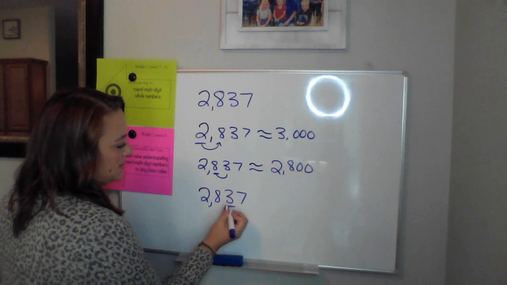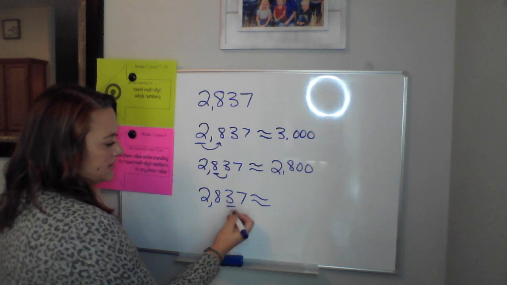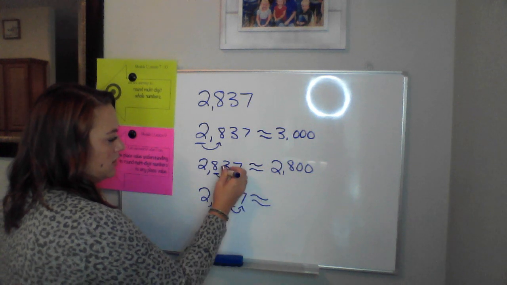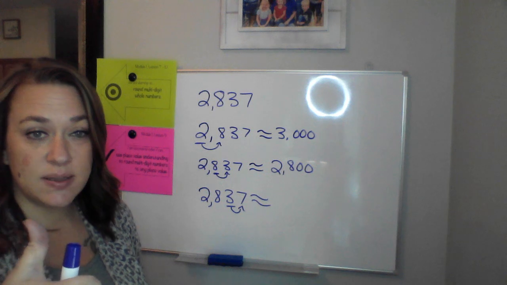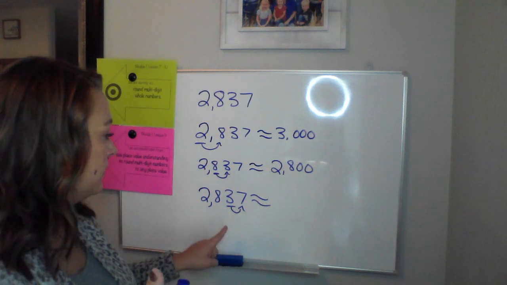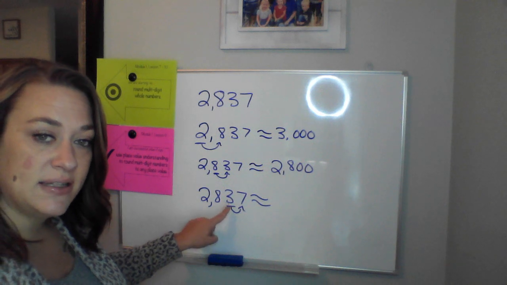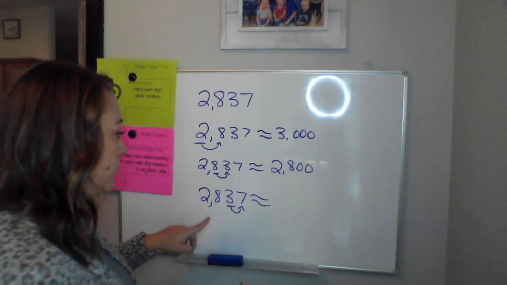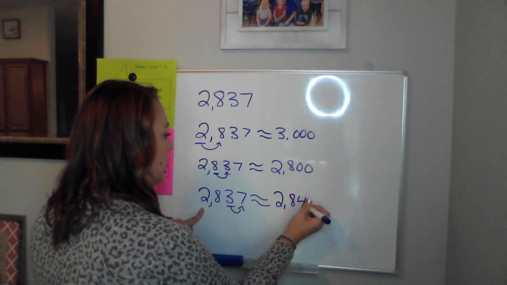So here's our tens place. When we look to the right, I see a 7. So that means 7 is larger than 5. So we're going to round up to the next place value, whichever place value we're rounding to, which is tens. So because I have a 3 there, my 30 is going to become 40. 2,840.